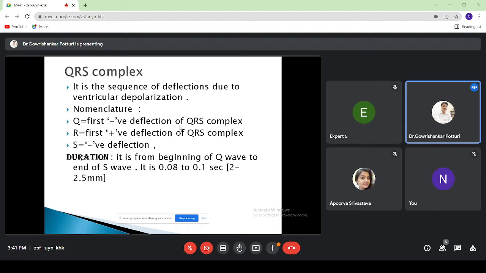Now the duration is from the beginning of the Q wave, the negative deflection, to the end of the S wave, the second negative deflection. It is 0.08 to 0.1 second. As I told you, one large square means 0.2 seconds. So 0.1 second means the whole QRS complex should be within half of one large square.